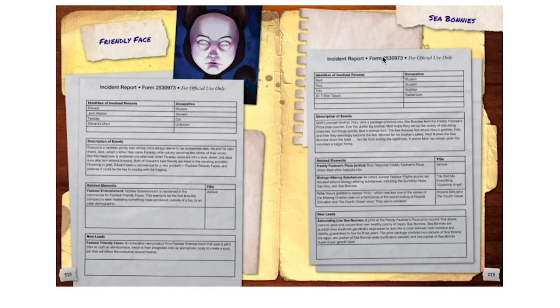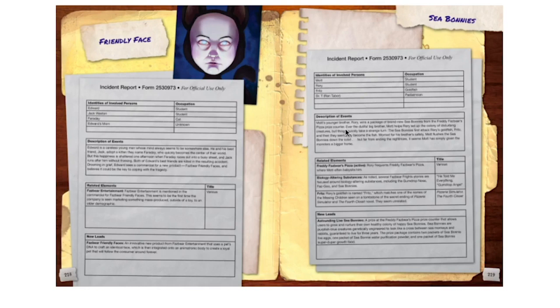Then we have Sea Bonnies. No art for this. I wish there was art for Sea Bonnies, but okay. We have Mott and Rory, who are brothers. We have Fritz, who is a goldfish. We have Dr. Tabor, who is a pediatrician. I don't know how you say that.